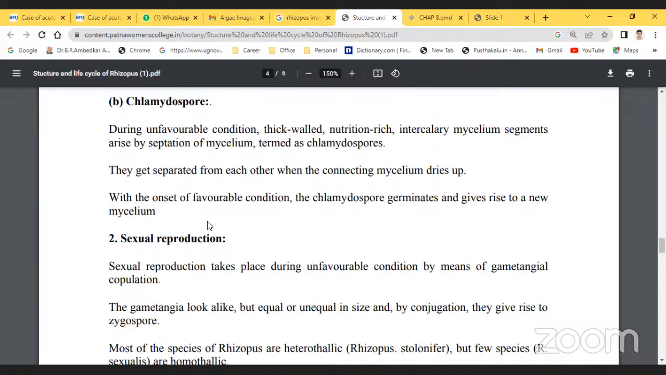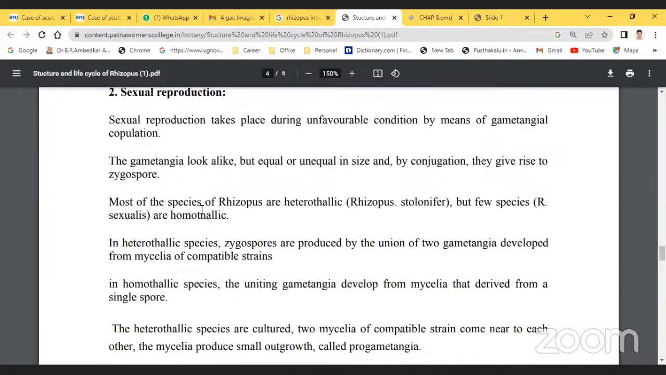So what about the sexual reproduction? The sexual reproduction takes place during unfavorable conditions by gametangial copulation, the same as in Mucor. So what is the meaning of gametangial copulation? Yes, can anyone tell me?